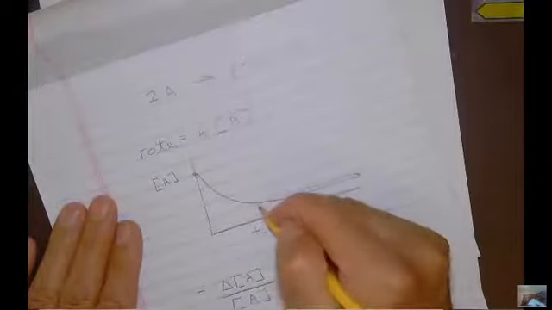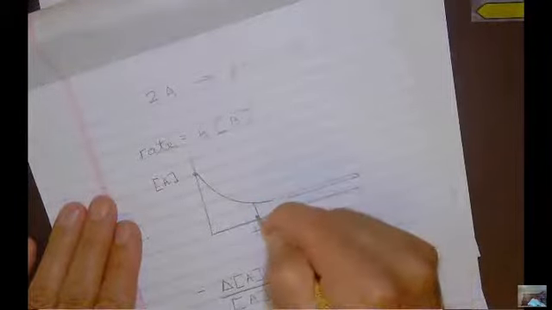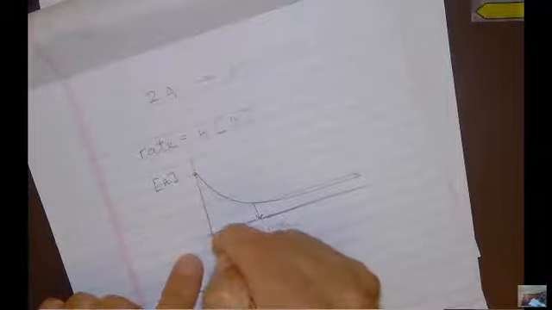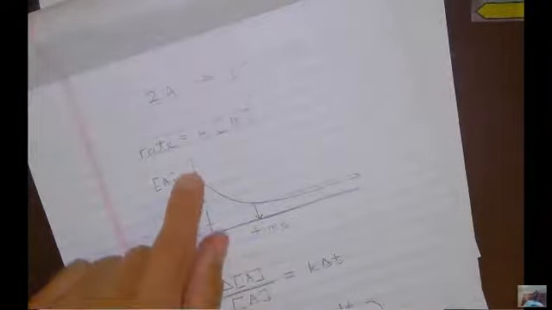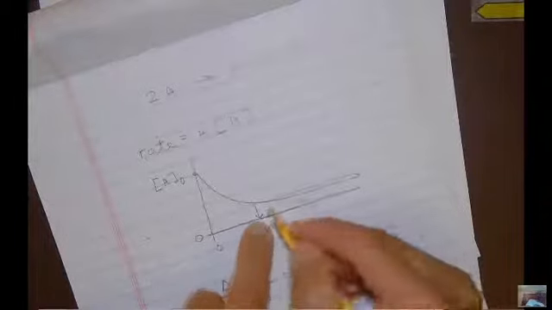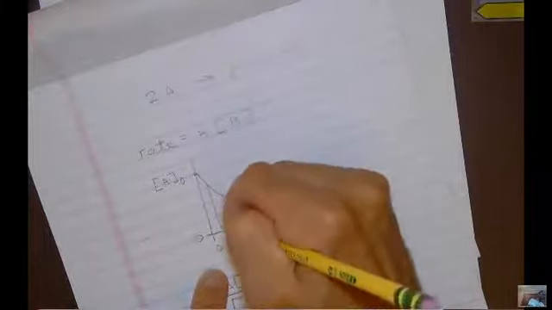If I want to know how much A I have at this time right here, this time is equal to 0. All I need to know is the initial amount of A. How much did I start with? What time am I talking about? How many minutes, how many seconds am I interested in? Am I interested in this far along, or back here, or up here?